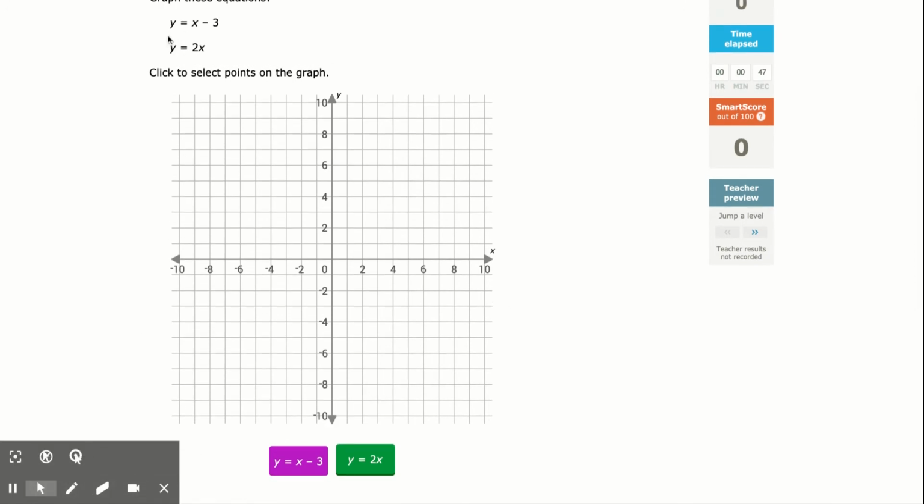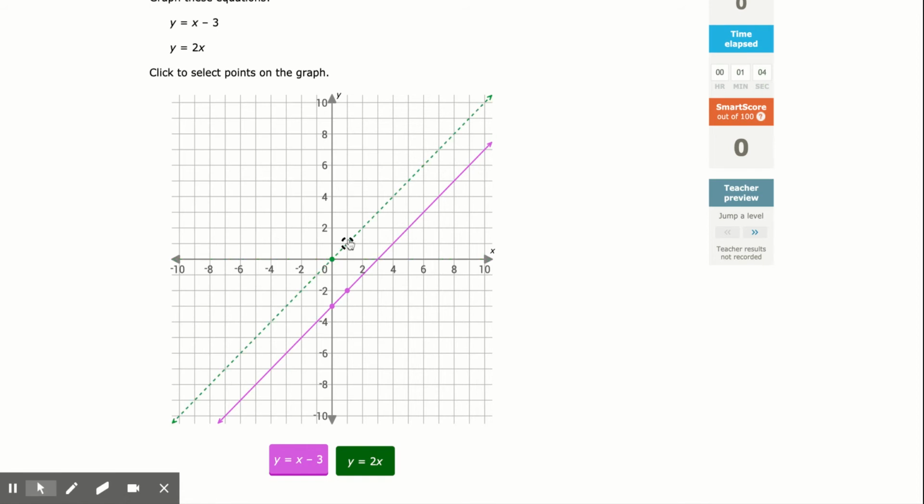So let's quickly graph these two equations. Y equals x minus 3, or the purple one. So I'm going to have a y-intercept of -3. It has a slope of 1, so I go up 1 and over 1. The green line has a y-intercept of 0. So remember, there's no b value. That means 0. And it has a slope of 2, which means I go up 2 and over 1.